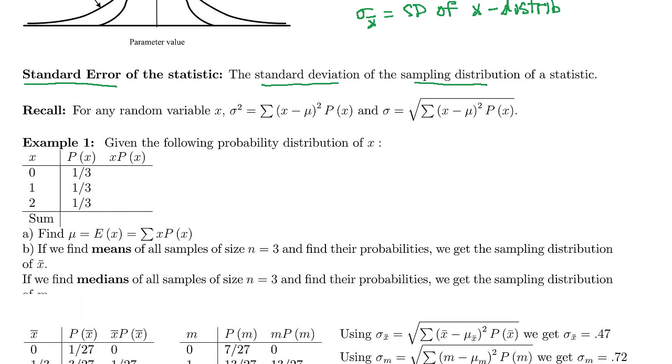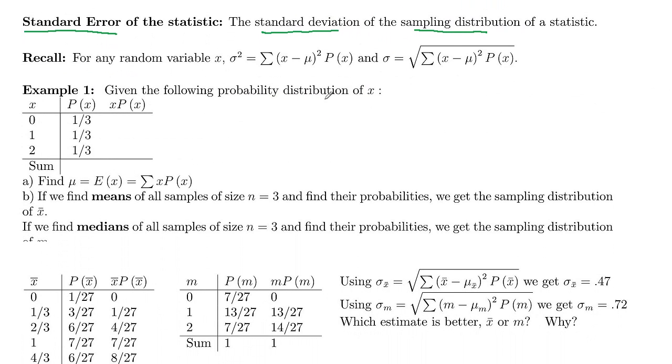So let's say that we're given the following distribution of x values. We've got 0s, 1s, and 2s, all equally likely, so they have probability 1/3. And we want to find first the mean of the original distribution, so that's the expected value of x, which is the sum of x times p of x.